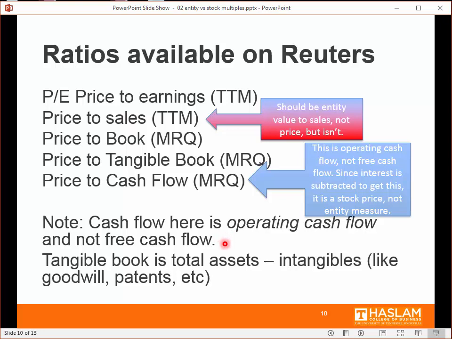Tangible book is total assets less intangibles, or alternately book value of equity less intangibles. And if it's calculated as total assets less intangibles, then price to tangible book really ought to be enterprise value to tangible book. But as I discuss on the next slide, Reuters uses tangible book as book value of equity less intangibles. So let's look at that in just a second here.